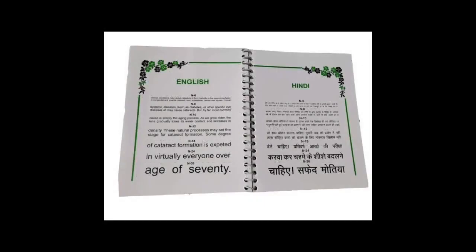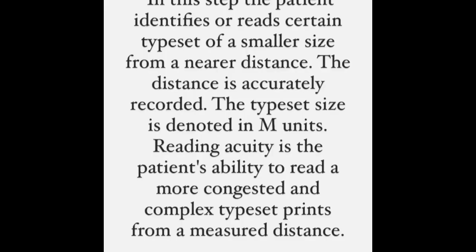After distance acuity assessment, we'll go for the near acuity assessment. In this step, the patient identifies or reads certain typesets of a smaller size from a nearer distance. The distance is accurately recorded. The typeset size is denoted in N units. Reading acuity is the patient's ability to read more congested and complex typeset print from a measured distance.